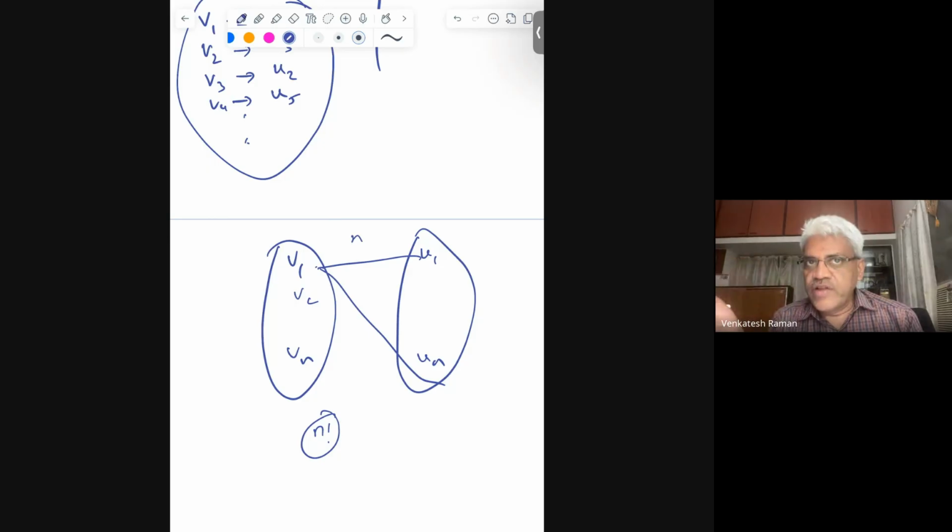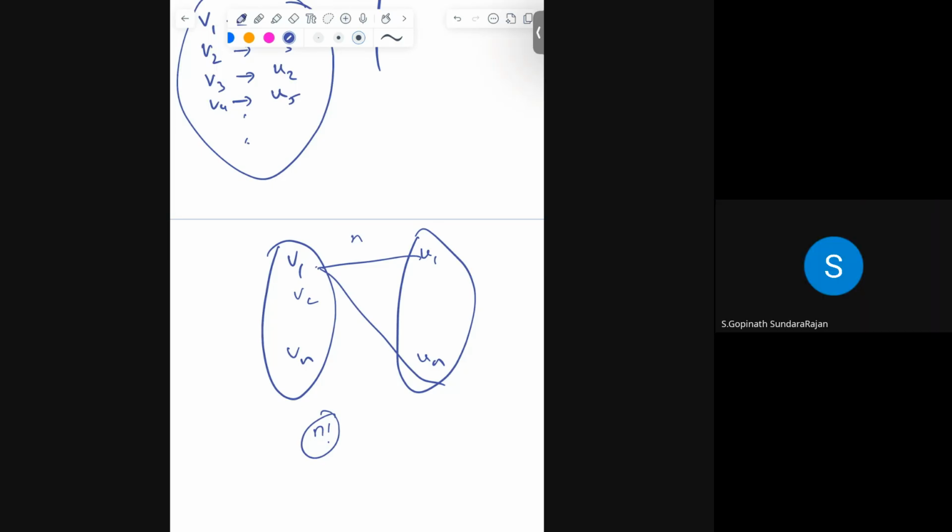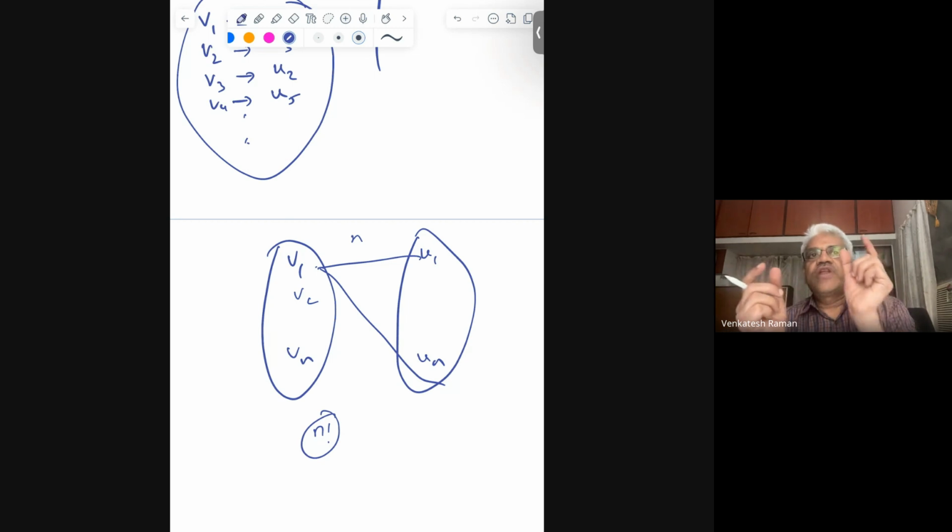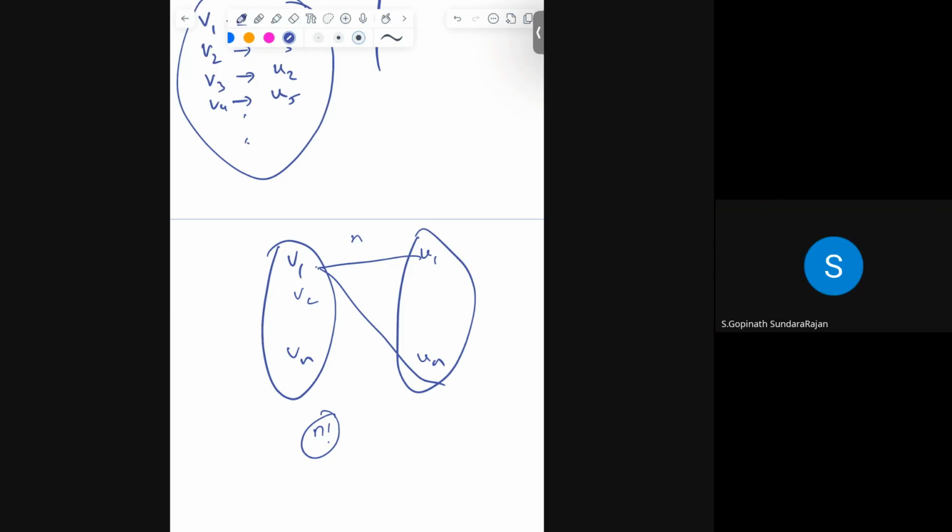You mean after the n factorial? Oh, after the n factorial, you run through every edge to see whether, whenever you have an ij edge, fi, fj should be an edge. That's all. And vice versa, both ways.